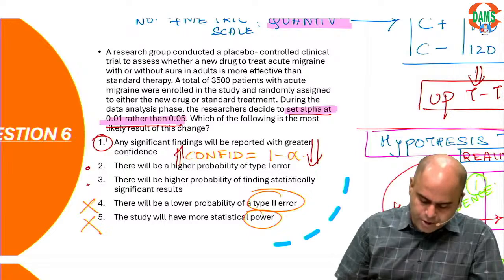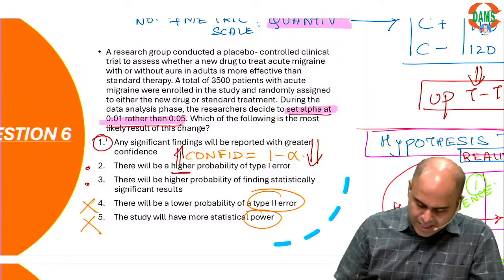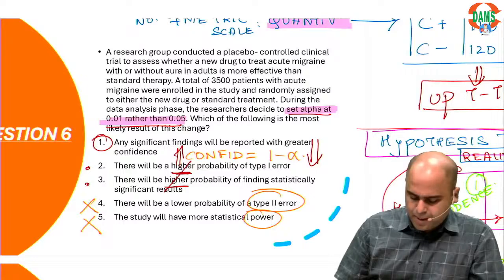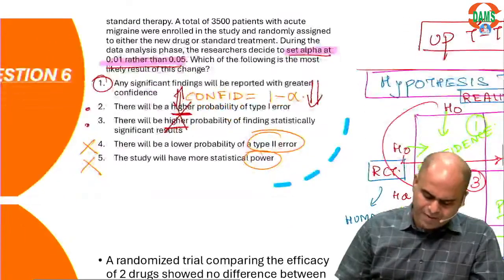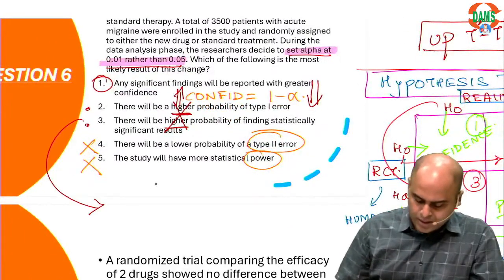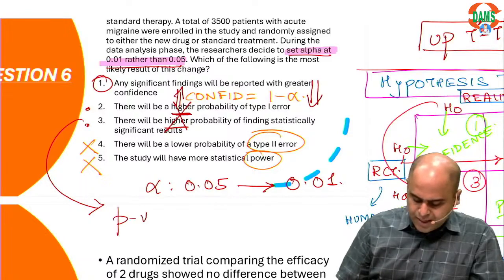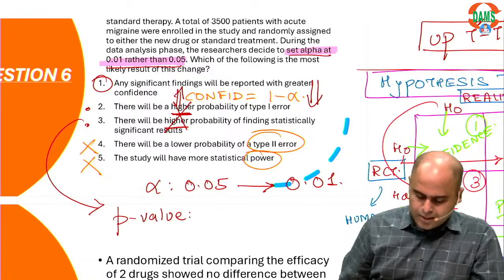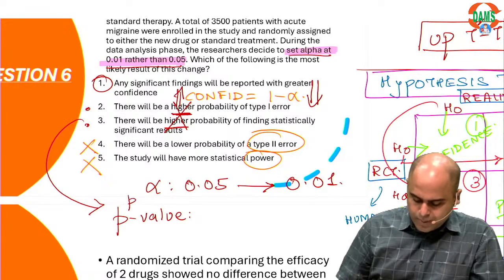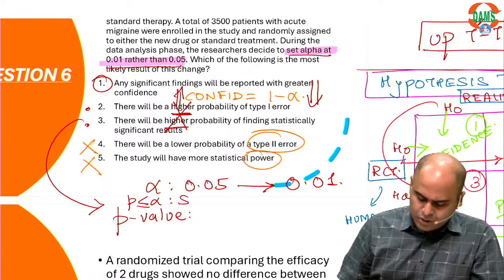Look into options 2 and 3. Higher probability, both are wrong. Now I will explain in one go only. See, my alpha, which was 0.05, I have reduced it to 0.01. To get a significant result, I know that the p-value should be less than or equal to alpha, then only it is significant. I know this.